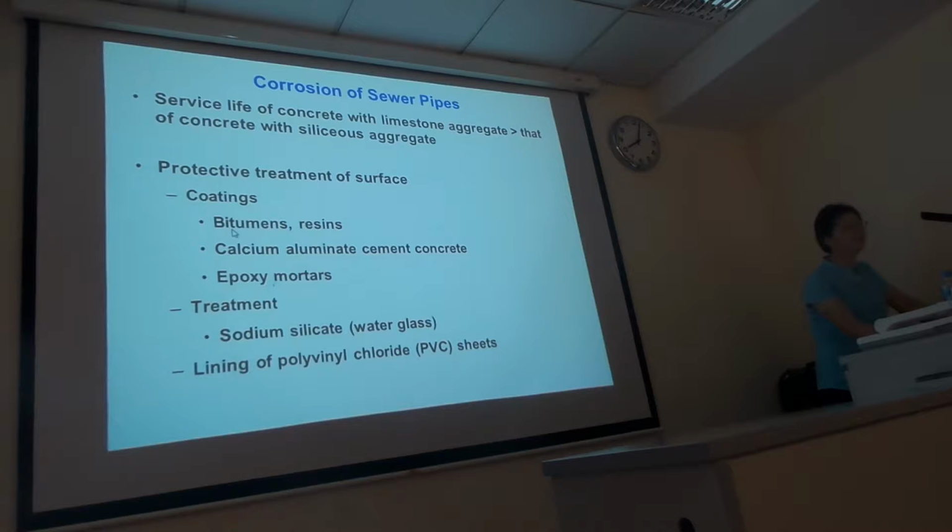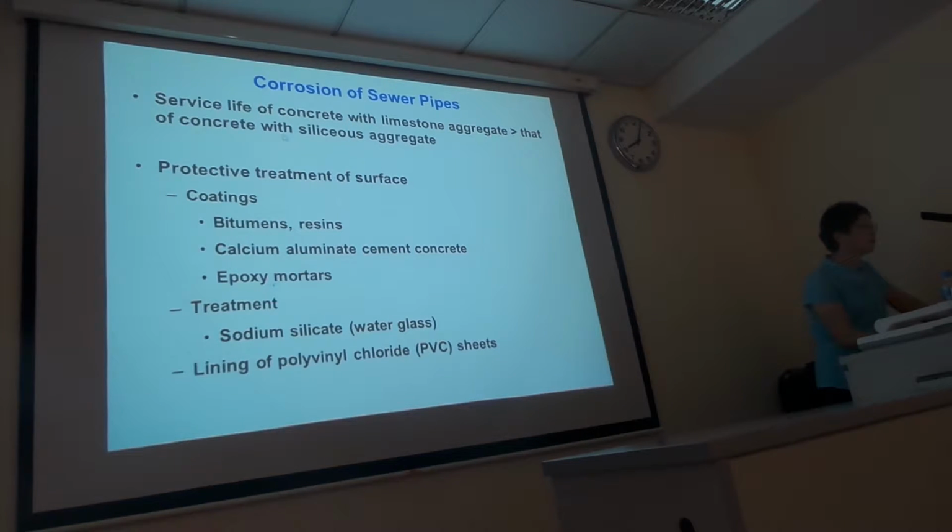Also, you can use bitumens, also resins to coat the sewage pipe. And the other thing, actually, the research shows that if you're making the sewage pipe not using Portland cement, but using calcium aluminum cement, then the resistance to the sulfuric acid is better. So the calcium aluminum cement, the coverage is beyond this class, so I will not talk about this one.